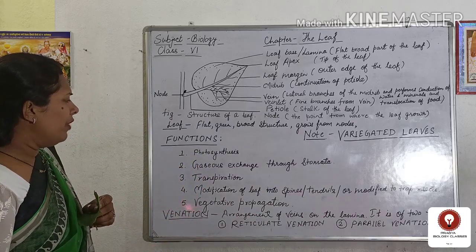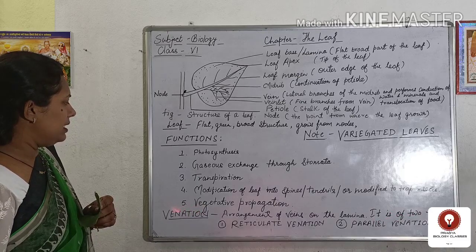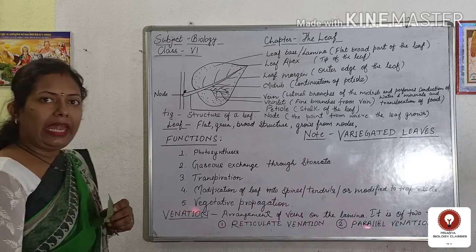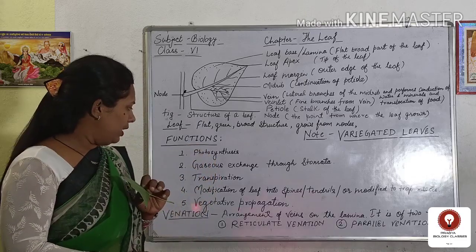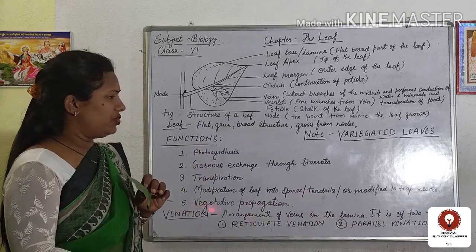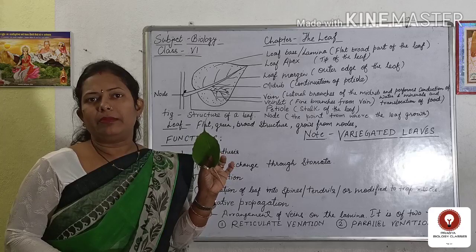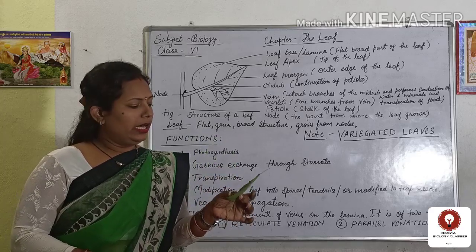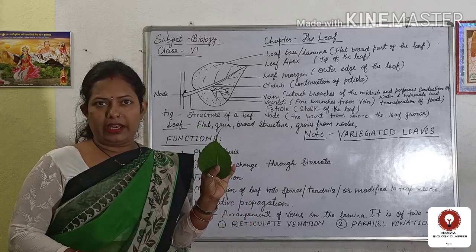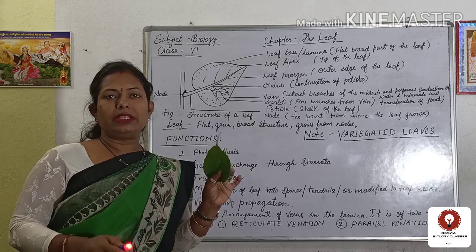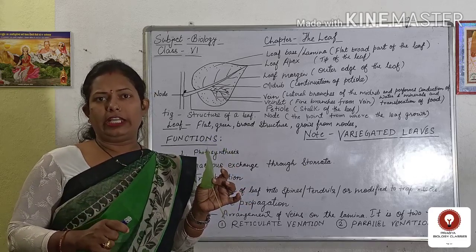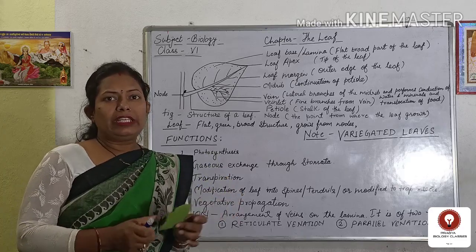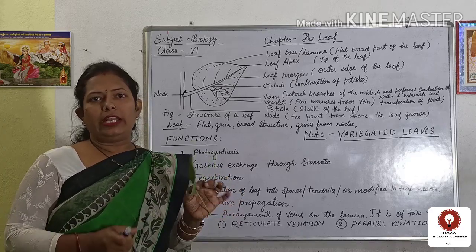Venation is of two types: reticulate venation and parallel venation. Reticulate venation can be seen in all the dicotyledonous plants. Dicotyledonous plants means plants whose seeds have two cotyledons. So it can be seen in all the dicotyledonous plants.